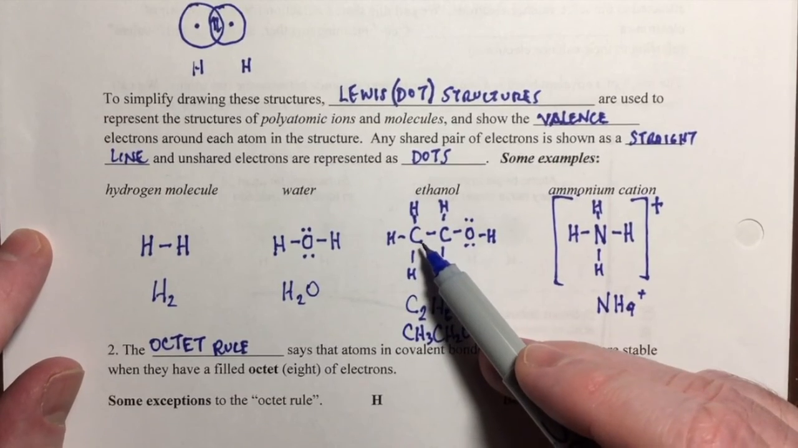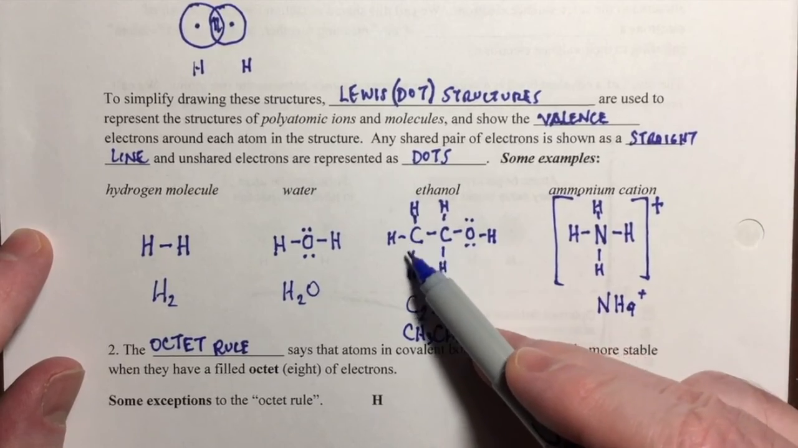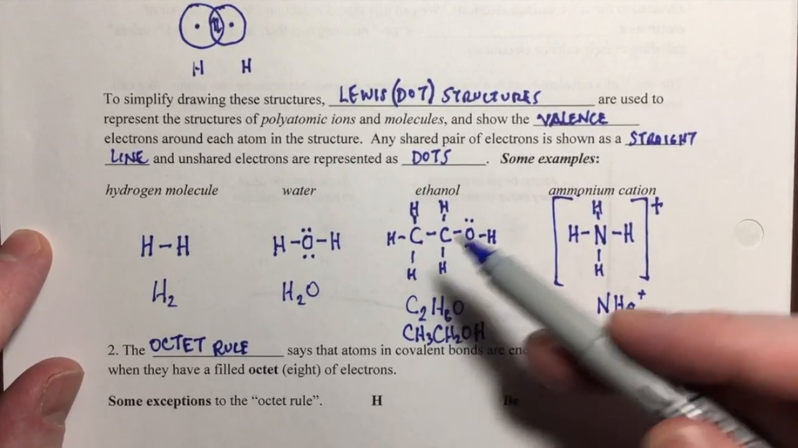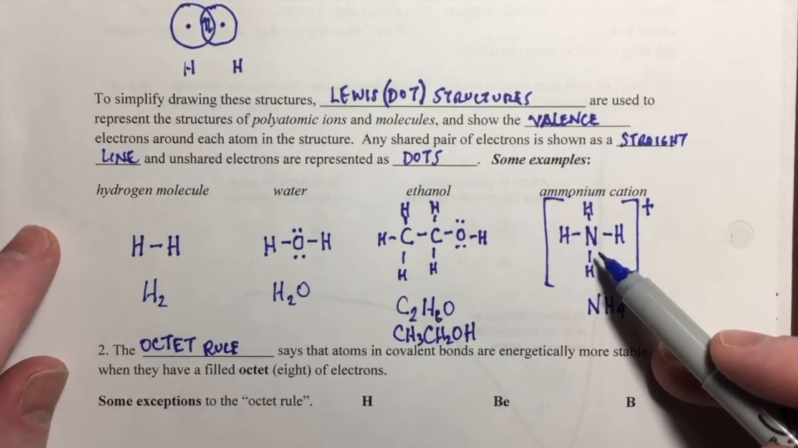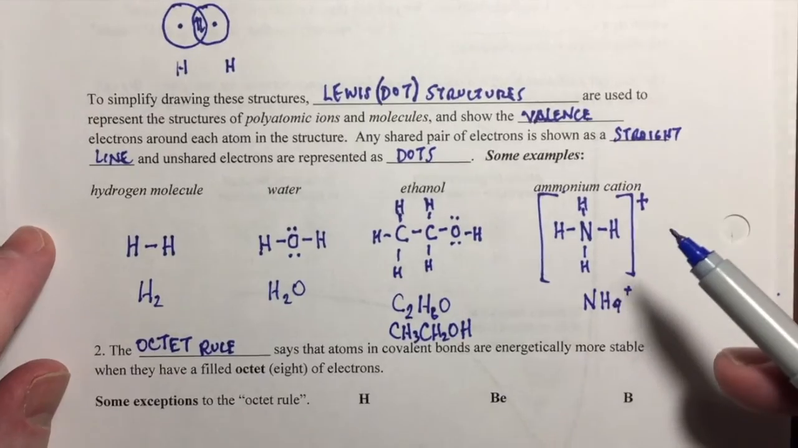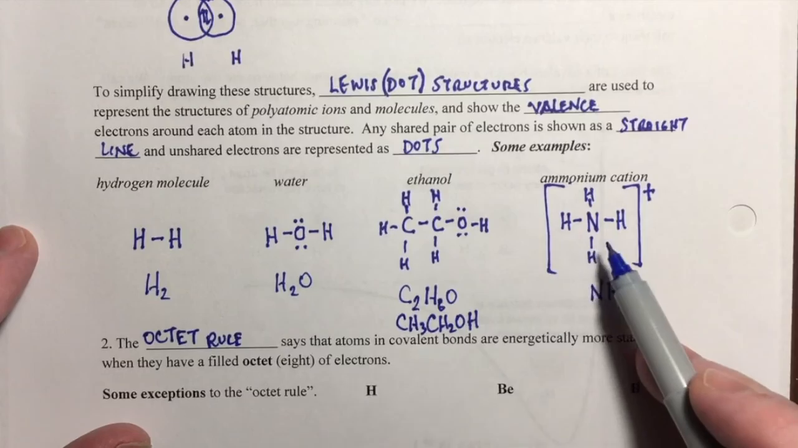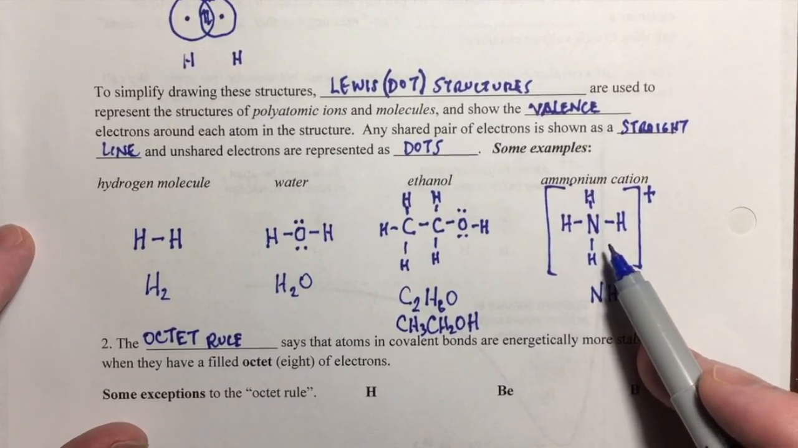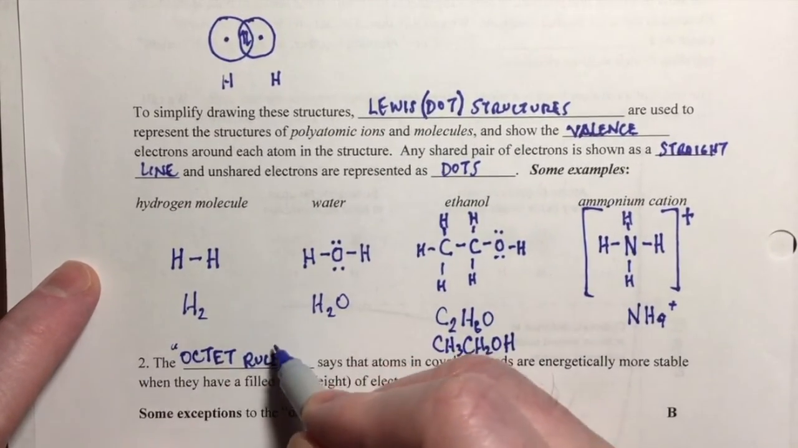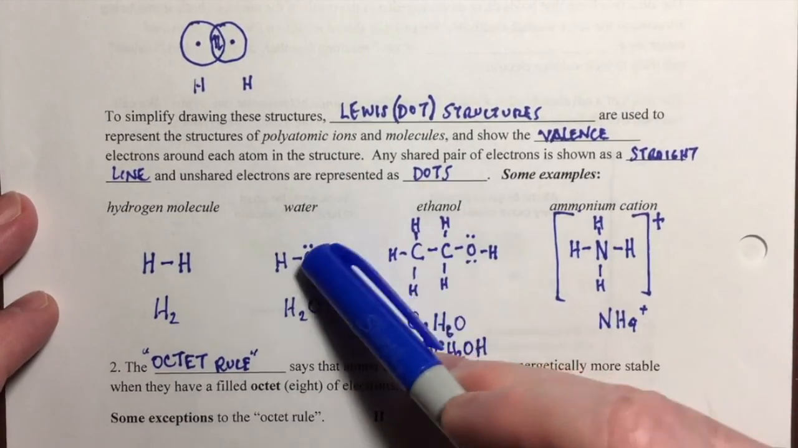Let's take a look at this carbon. It has 2 electrons there, 2 there, 2 there, and 2 there. It has a set of 8 electrons around it. What about the nitrogen in an ammonium cation? 2 plus 2 plus 2 plus 2 electrons around it. It has a set of 8. So the oxygen, the carbon, and the nitrogen are all following what we call the Octet Rule. And that is, they're the most stable when they have a set of 8, a filled set or octet of 8 electrons around them in the structure.